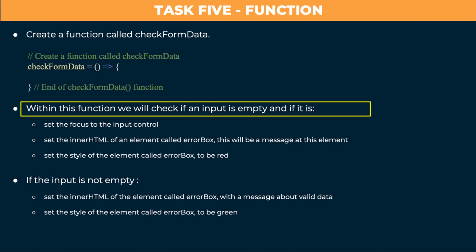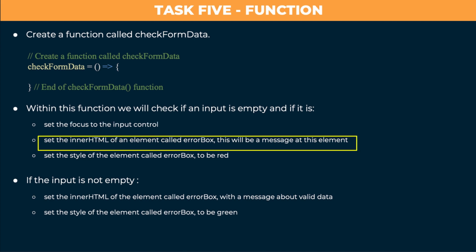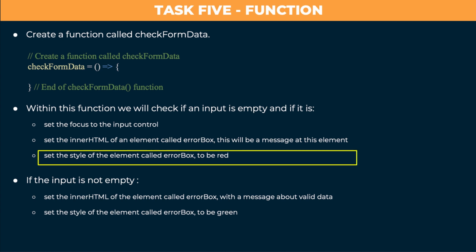Within the function then what we will do is we will check if an input is empty, and if it is, we will want to set the focus to the input control. So whatever control is empty, we want to set the focus to it, so the cursor will go inside it. We will set the inner HTML of an element called error box in our HTML code, and this will present a message at this particular element. We will also set the style of that element to be red. In other words, it's an error.